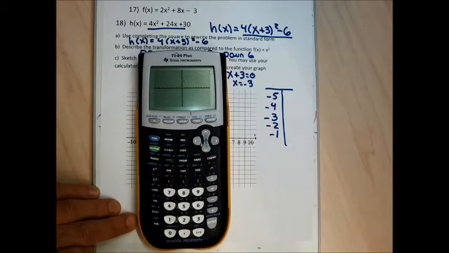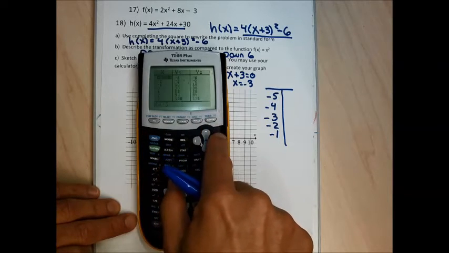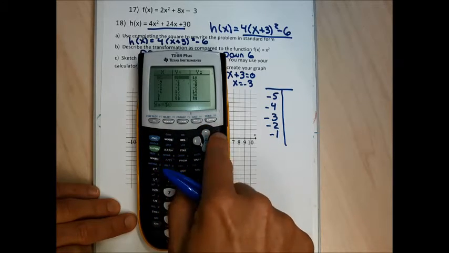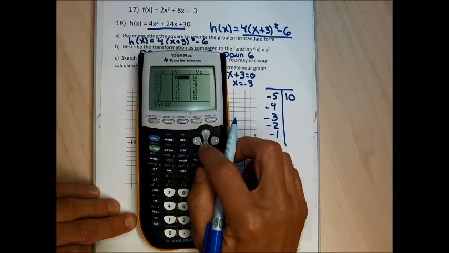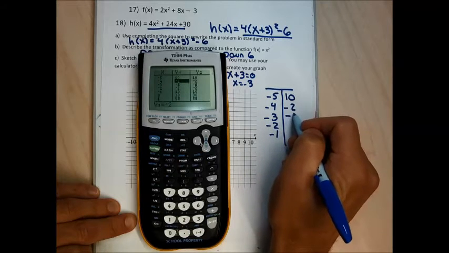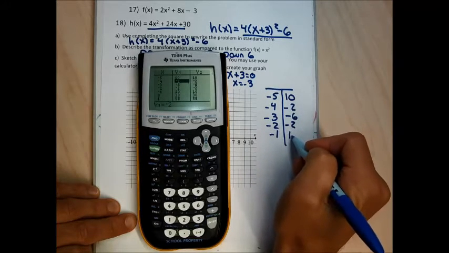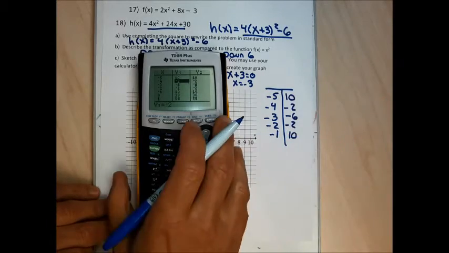Hit graph. Hopefully I only see one parabola. If I see two parabolas, I have a mistake. Check out my table now. Look for negative 5. Next to negative 5, I see positive 10 for both graphs. And then next to negative 4, negative 2, then negative 6, negative 2, and positive 10. My y's have to repeat if I have a good equation.